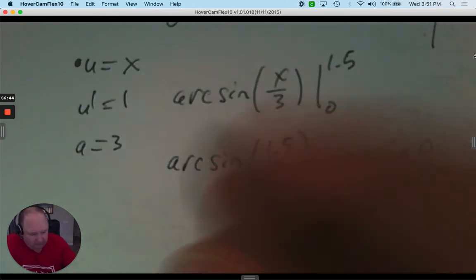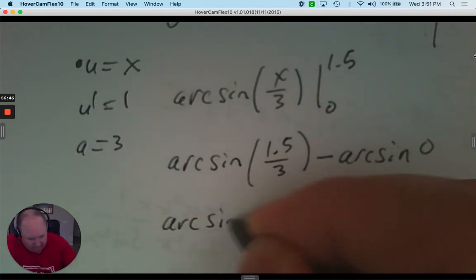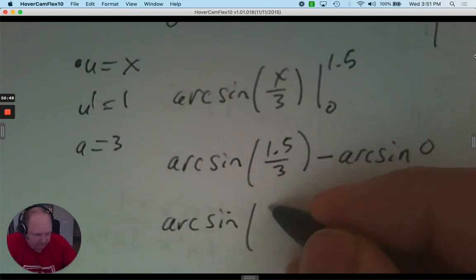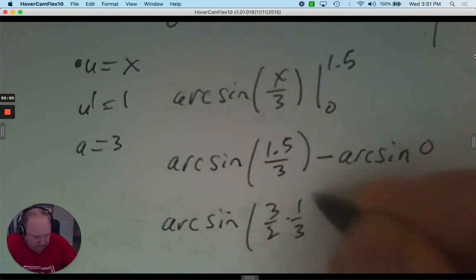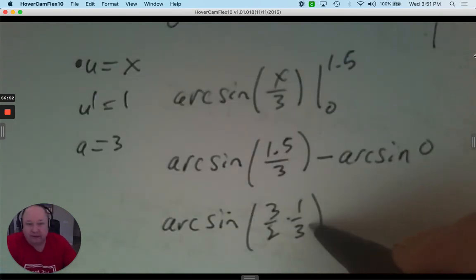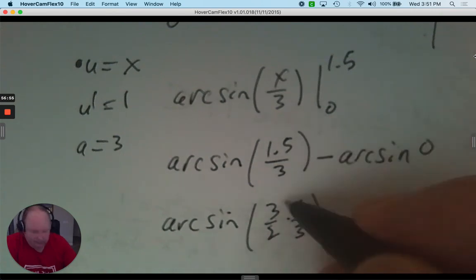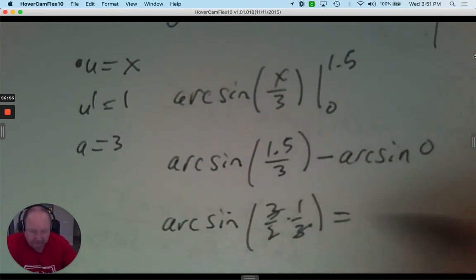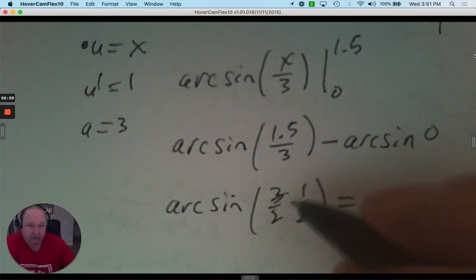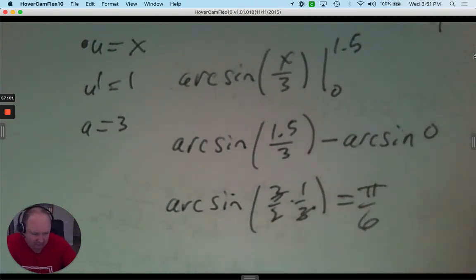So 1.5 is a fancy way of saying 3 over 2. So 3 over 2 divided by 3, or times a third, that just is 1/2. So arc sine of 1/2, at what angle is the y value? And the answer is pi over 6.